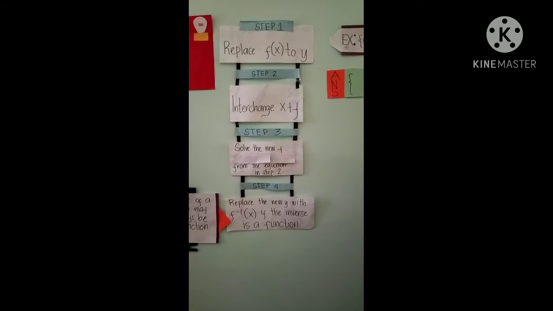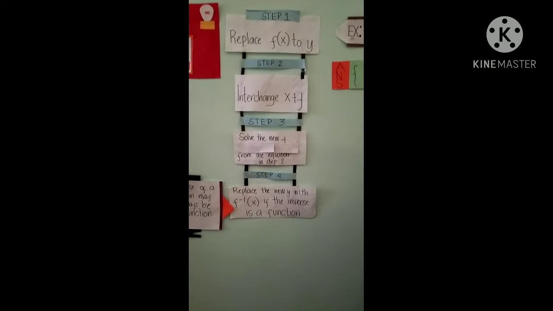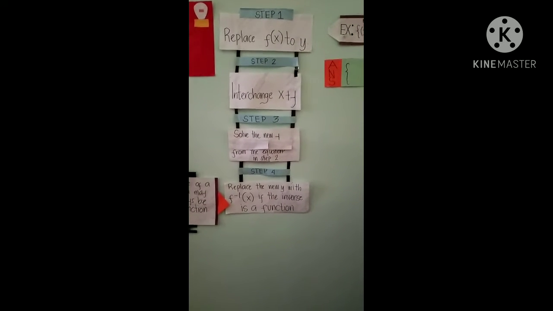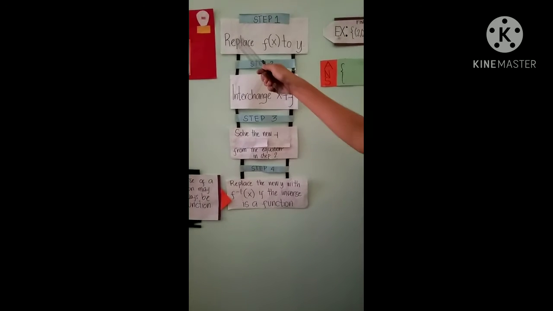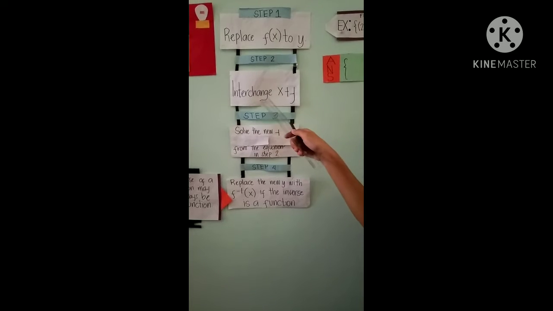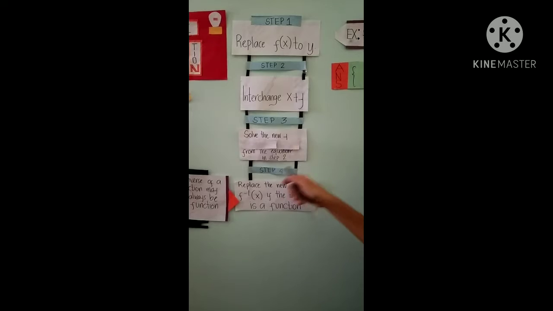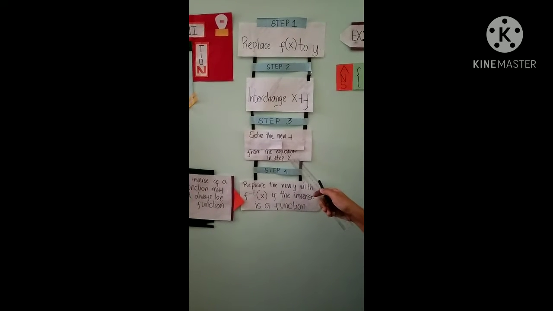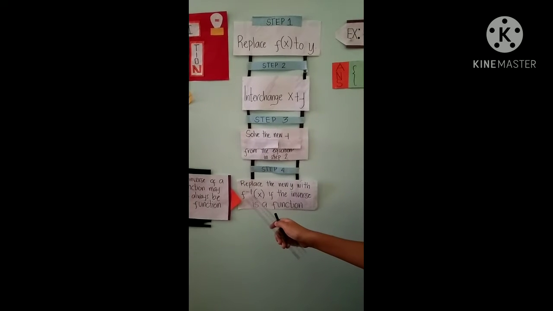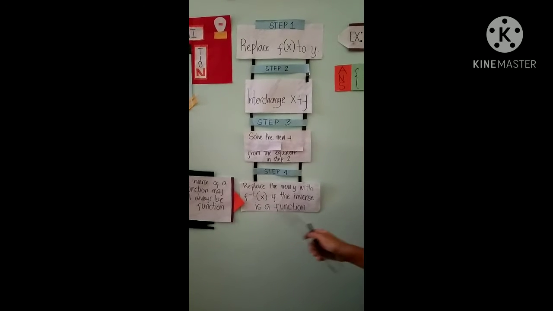We have 4 steps that will help us solve for the equation of an inverse function. Step 1, replace f of x with y. Step 2, interchange x and y. Step 3, solve for the new y from the equation in step 2. And last, step 4, replace the new y with f raised to negative 1 of x if the inverse is a function.